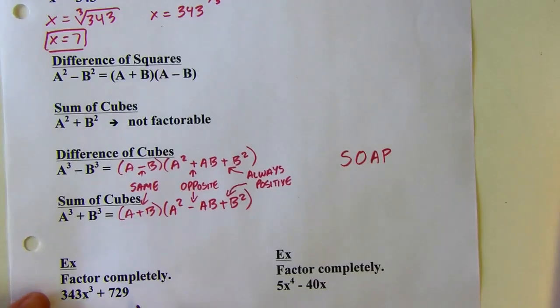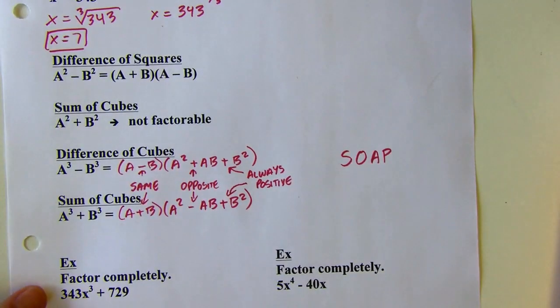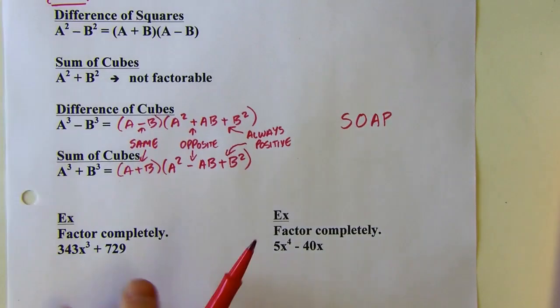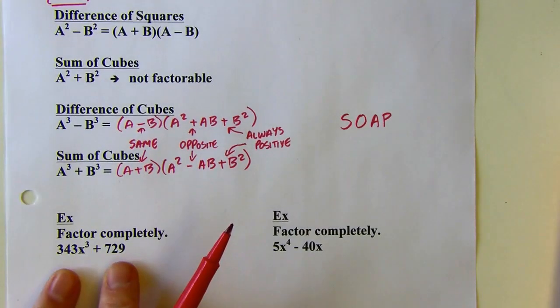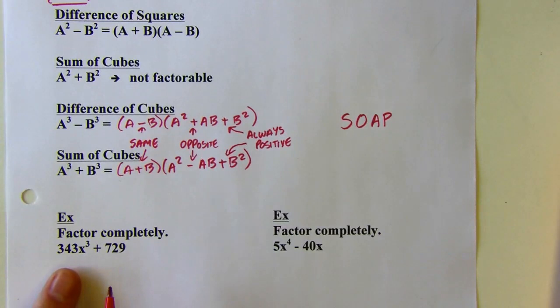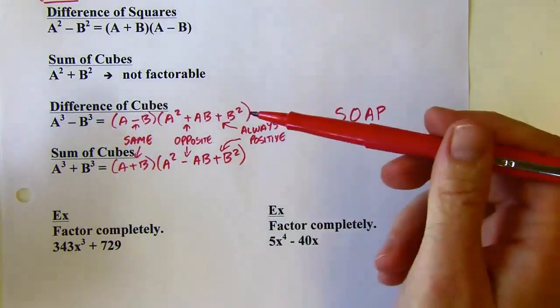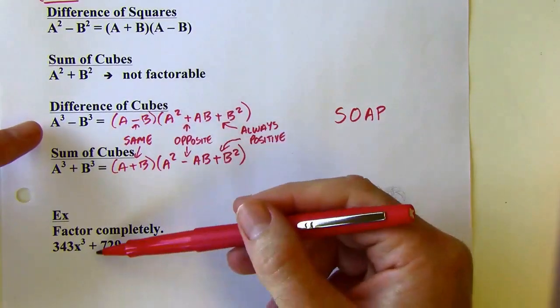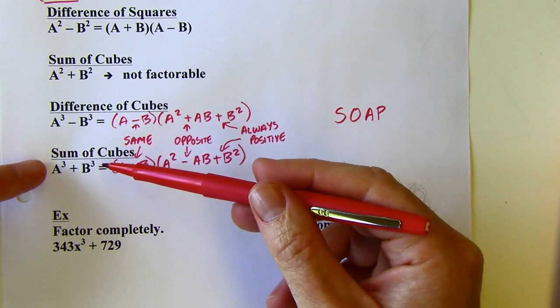First off, I've got factor completely. So, you would want to check for a common factor. There isn't one here. Okay, so I'm just going to tell you that to save us some time. And then, with two terms, first thing I check is difference of squares. It's clearly not a difference of squares. Now we have these two other options. And hey, it can't be a difference because we've got a positive there. So I'm thinking sum of cubes, okay?